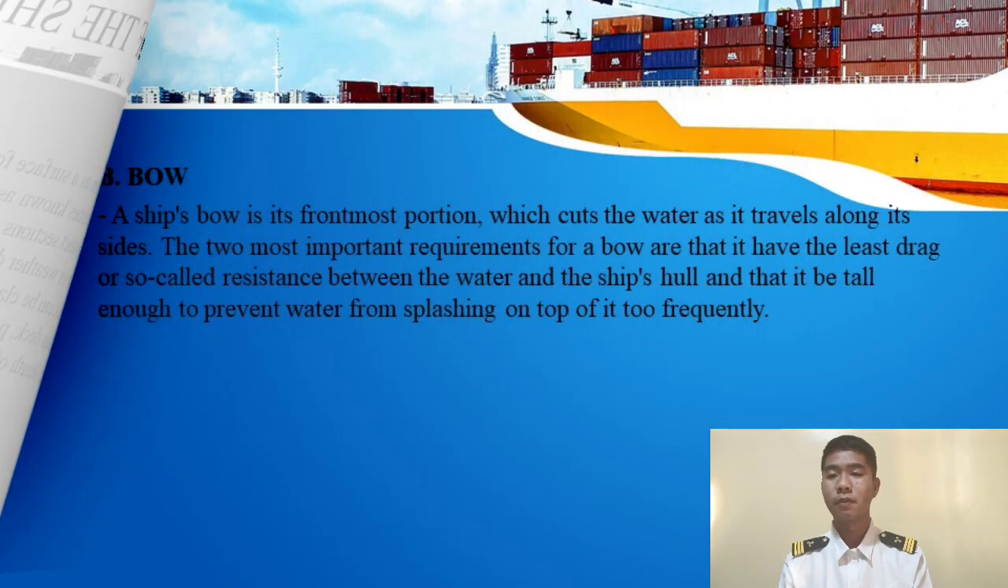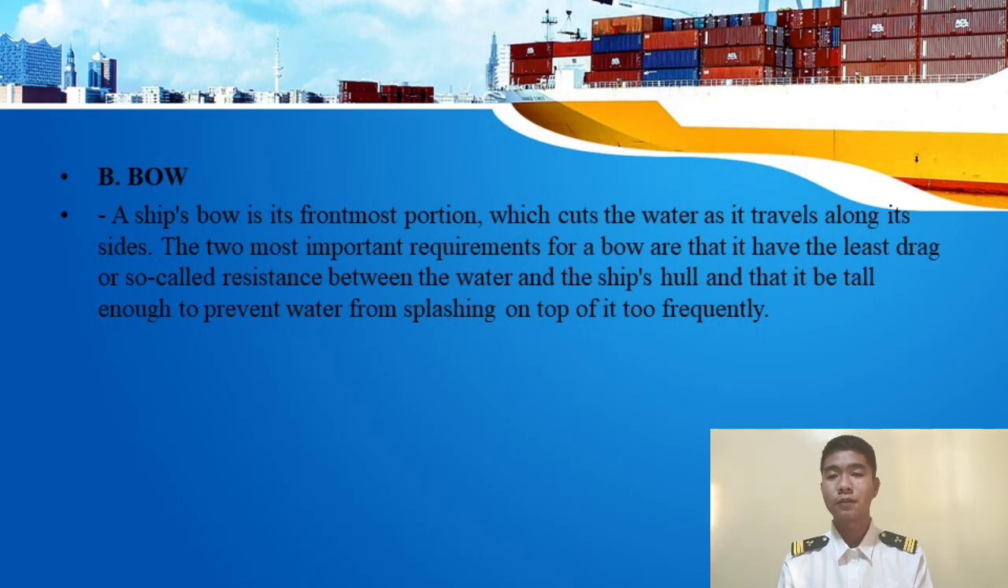The next one, bow. A ship's bow is its frontmost portion, which cuts the water as it travels along its sides. The 2 most important requirements for a bow are that it have the least drag, or so-called resistance, between the water and the ship's hull, and that it be tall enough to prevent water from splashing on top of it too frequently.